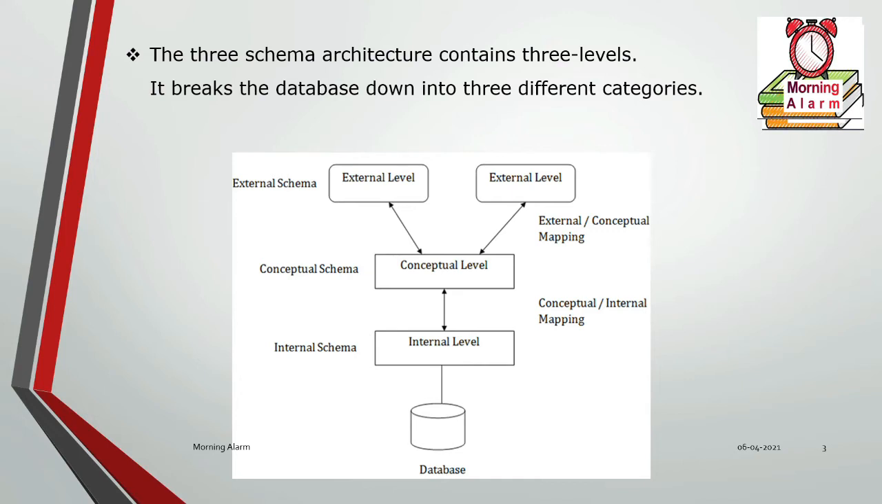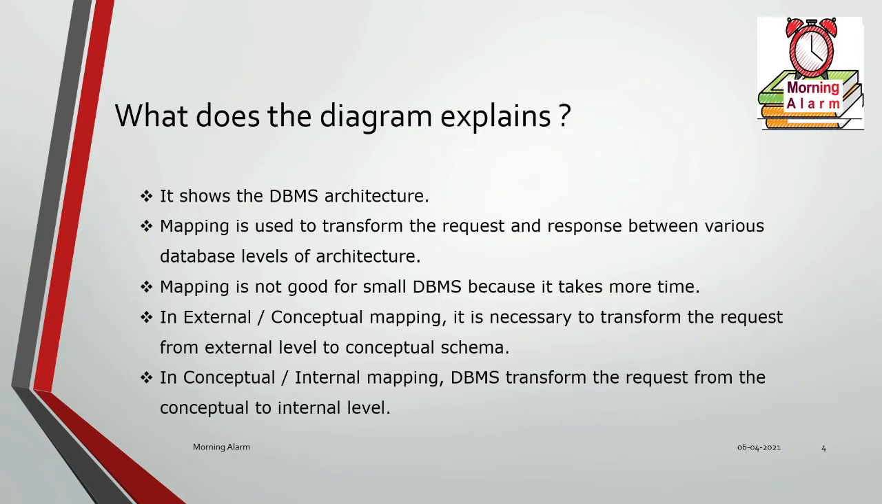Now, if we observe the diagram keenly, there is a mapping between the levels. Internal and conceptual levels are mapped to each other, which is named the conceptual internal mapping, and the external level and conceptual level also have their mappings, which are called external conceptual mappings. Finally, the database is present at the lower level, the external level is at the top, and the conceptual level is in the middle.